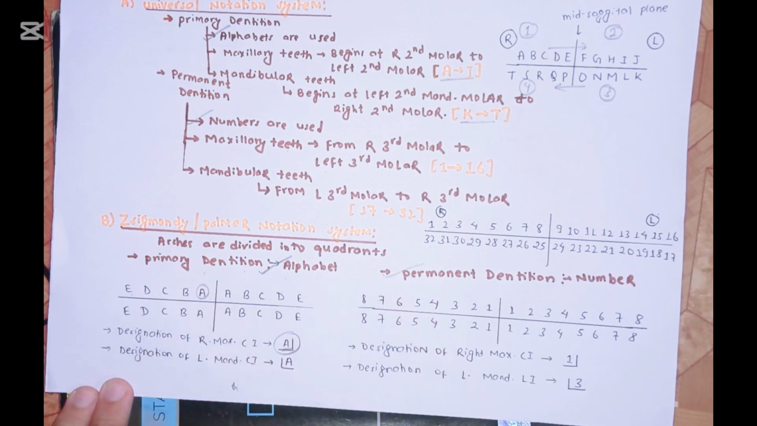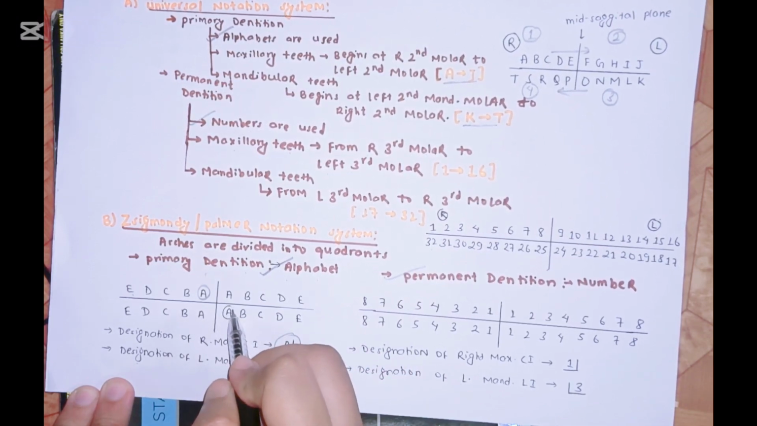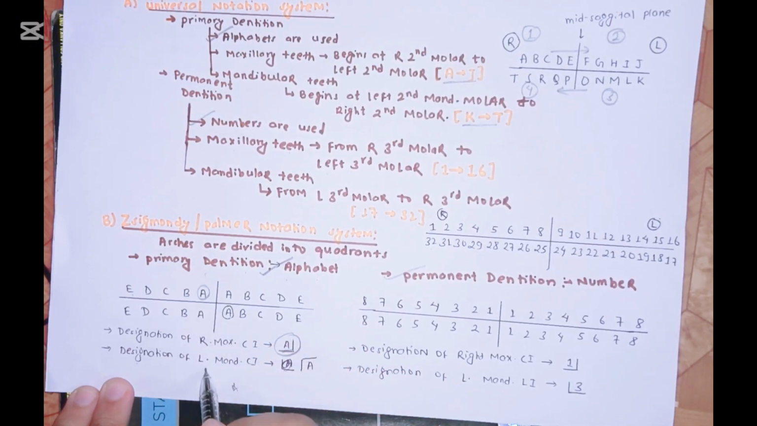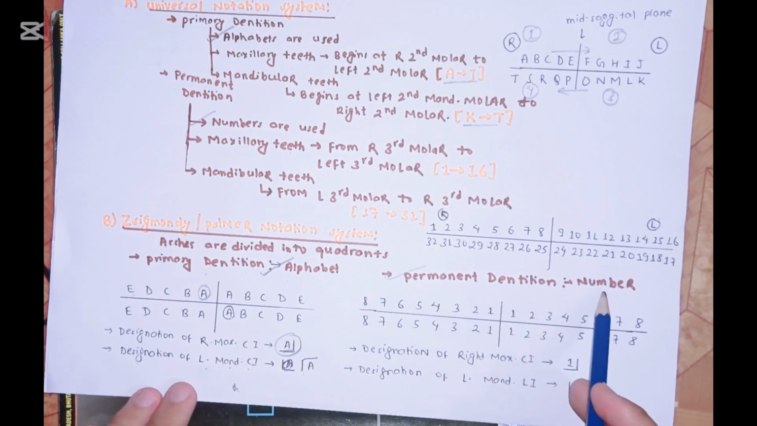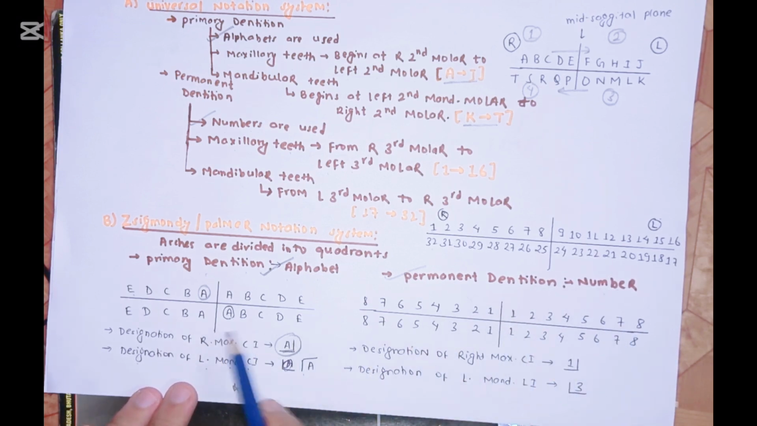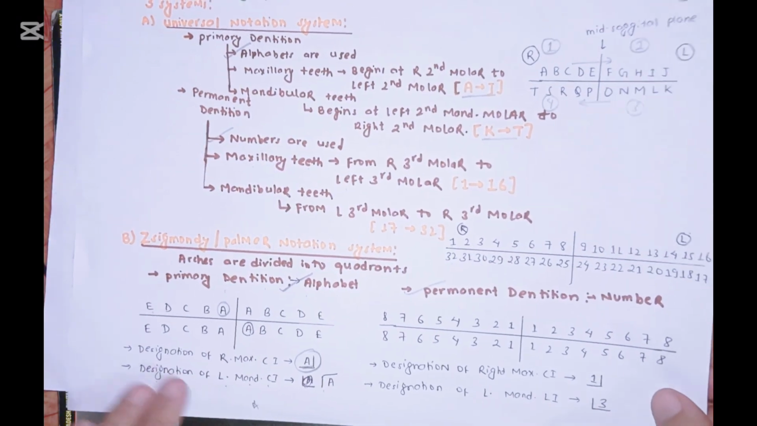Similarly, the designation for the left mandibular central incisor is this. Oh sorry, I have written a mistake here. This is not it. So the left mandibular central incisor designation should be like this. Similarly, in permanent dentition we use numbers. It is similar to the primary dentition, but we only use numbers.